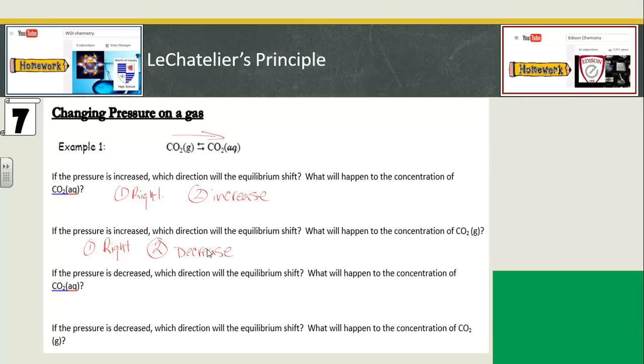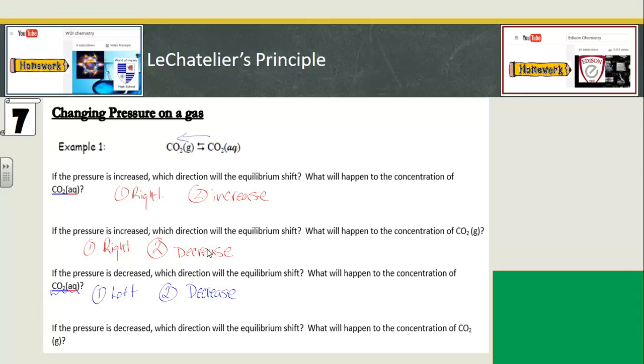Okay. If the pressure is decreased, which direction will the equilibrium shift? Well, if we drop the pressure, equilibrium shifts to the side with more gas molecules. So it would shift to the left. And what will happen to the concentration of CO2 aqueous? Well, that's on the tail end of the arrow, so it'll decrease.